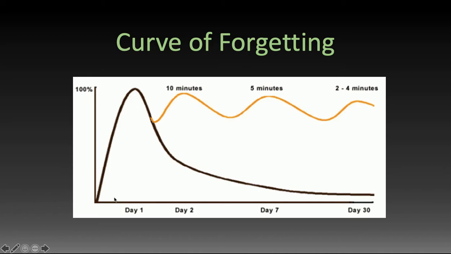Now let's say on day two, you reviewed for 10 minutes. You get this curve as it's dropping, you get it back up to almost 100% of what you had on day one. And if you do that every day, let's see, day 7, all you need to do is review only 5 minutes to keep it at 100%. And then by day 30, it only takes about 2 to 4 minutes of review to keep that initial 100% of your curve.